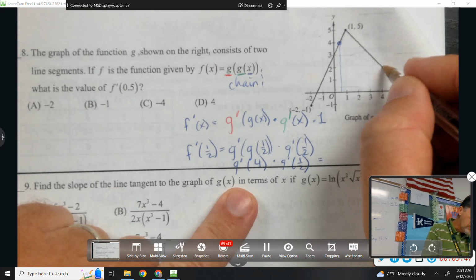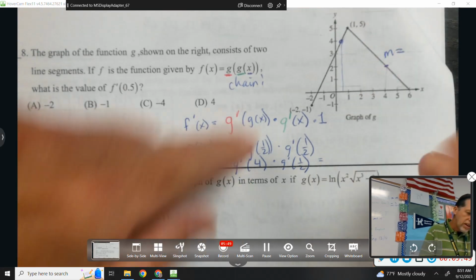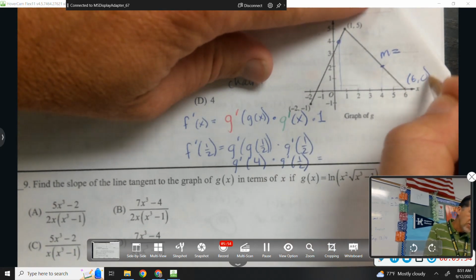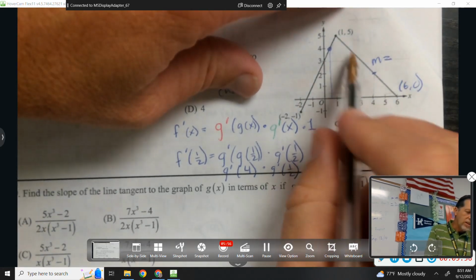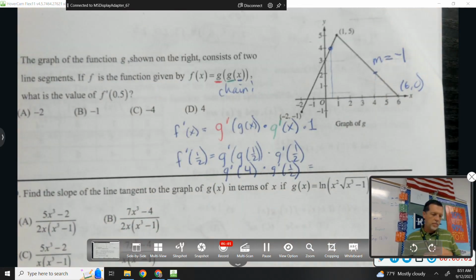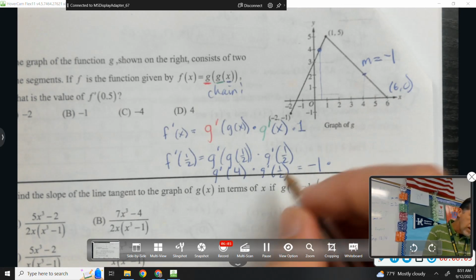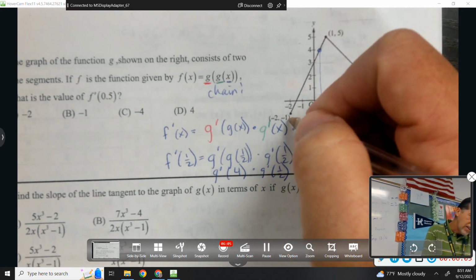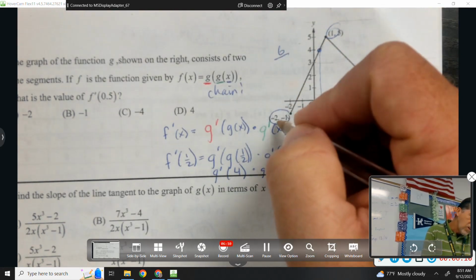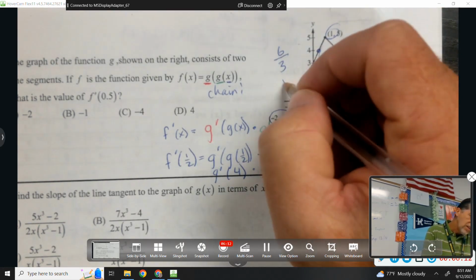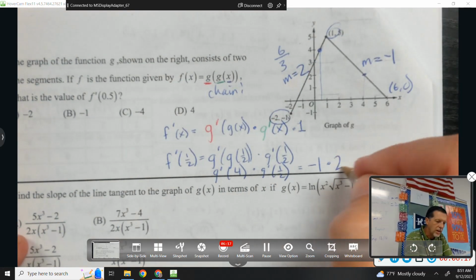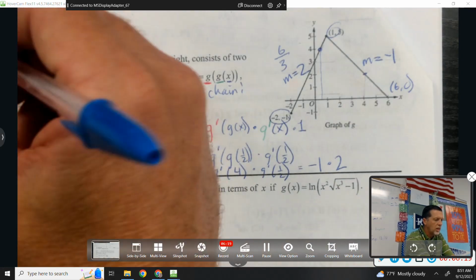Well, the slope at 4 is over here. So let's see, from 1,5 to 6,0. That's going down 5 over 5, so that slope's -1. The slope at 1/2, let's see, we went up 6 over 3, so that slope is positive 2. So -1 times positive 2 is -2.